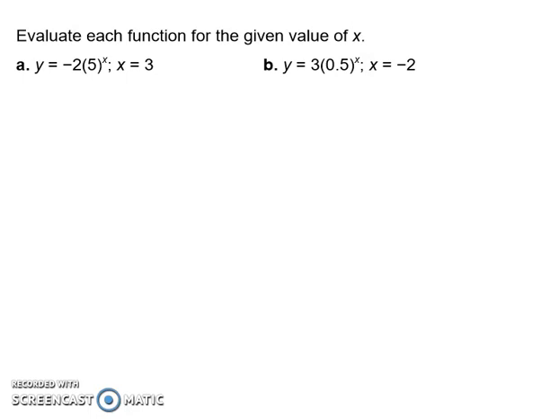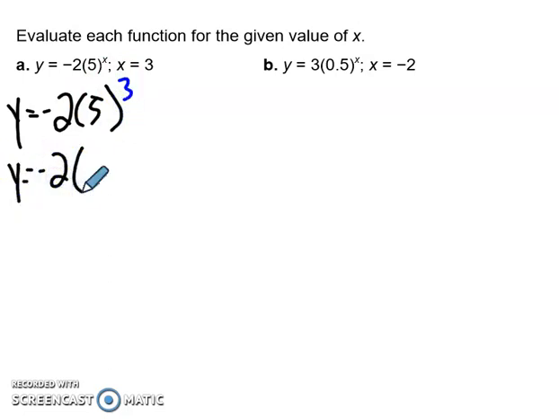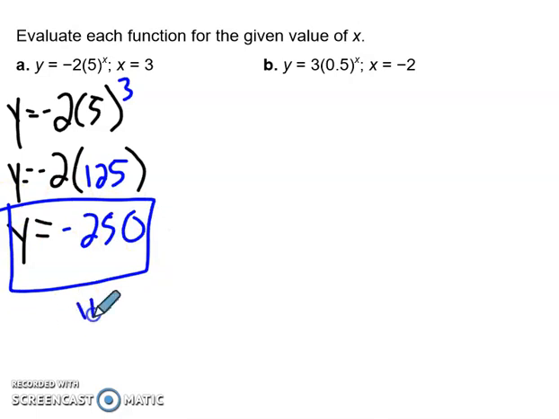So for a, we have y is equal to -2 times 5 to the x. And we want to find out the value of y when x is 3. So all we do is input 3 for x. So we're going to have y is equal to -2 times 5 to the third power. 5 to the third power means 5 times 5 times 5, which we get 125. Now we do -2 times 125, and we get -250. That's all. Nice job, folks.